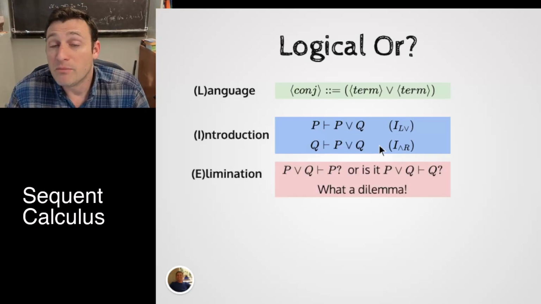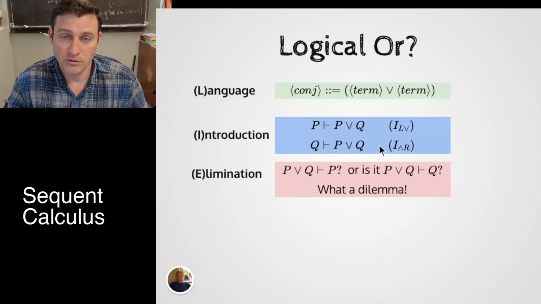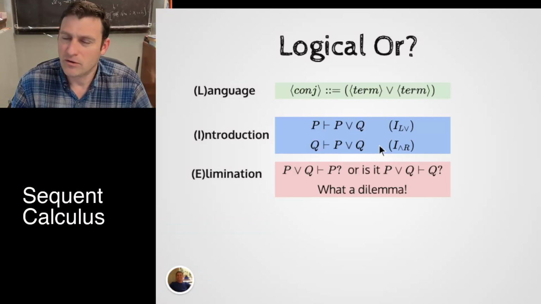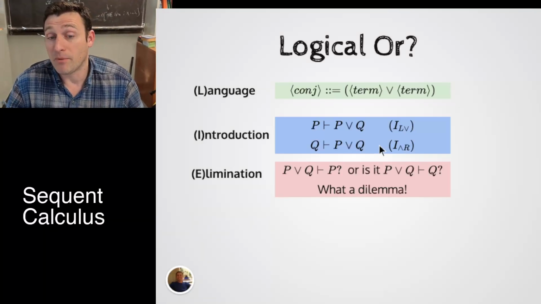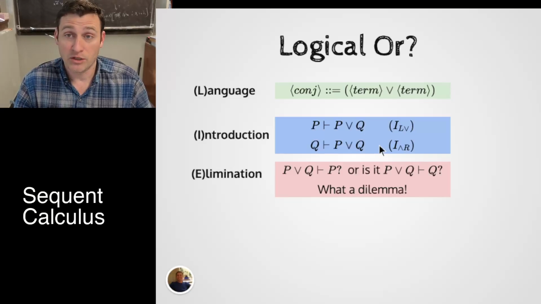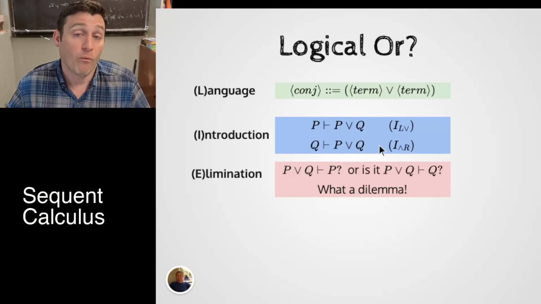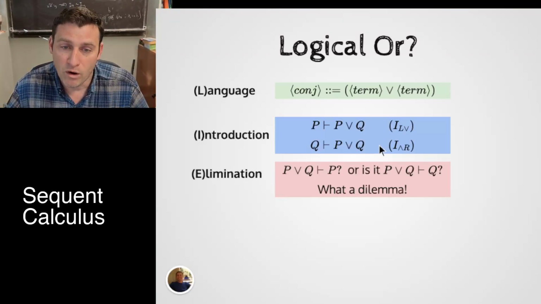So how do we eliminate this symbol? Well, the first guess might be P or Q entails P. But wait a minute. Shouldn't P or Q entail Q? Or maybe it's neither one of them. Here's the big dilemma. It's unclear what we should get out if we start knowing P or Q. Is it P or is it Q? We have no idea. We know that one of them substantiated the claim, but we don't know which one.